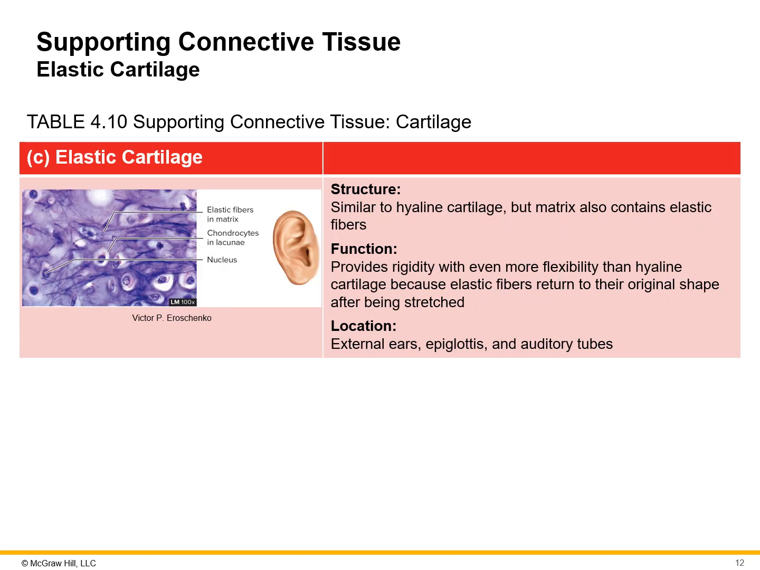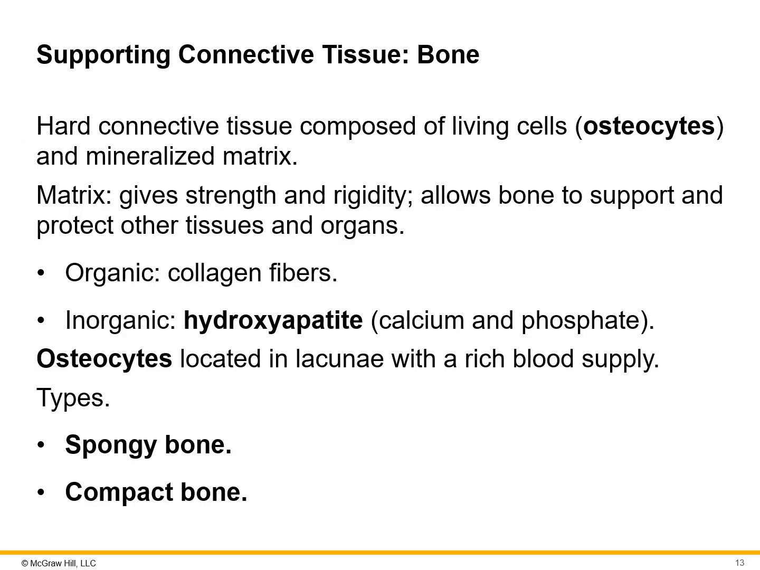And then the elastic cartilage, so this, again, similar to the hyaline, but the matrix also, in addition to the collagen, has the elastic fibers that give it its name, elastic cartilage. So again, we still get the rigidity, but also some flexibility, more so because of those elastic fibers. So places like the external part of the ear or auditory tubes is where you would see this.